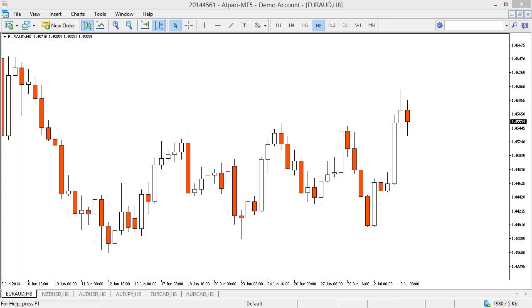We're going to be placing some support resistance on Euro AUD, New Zealand USD, AUD USD, AUD JPY, Euro CAD, and AUD CAD. Now, the reason I've selected these pairs is because they're not the common pairs. I have support resistance for all the common pairs listed on the website. The page is not up right now, but it'll be up tonight or tomorrow, and I'm going to link you to that page.